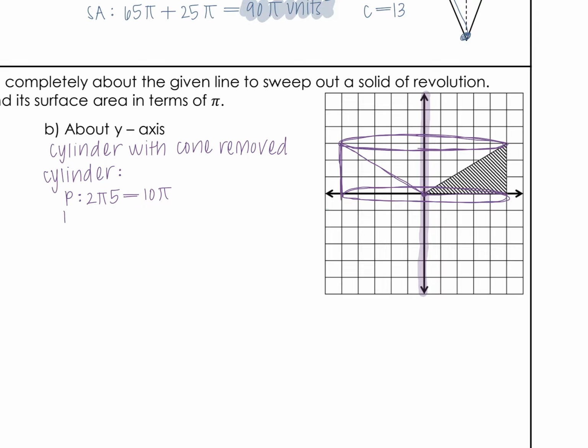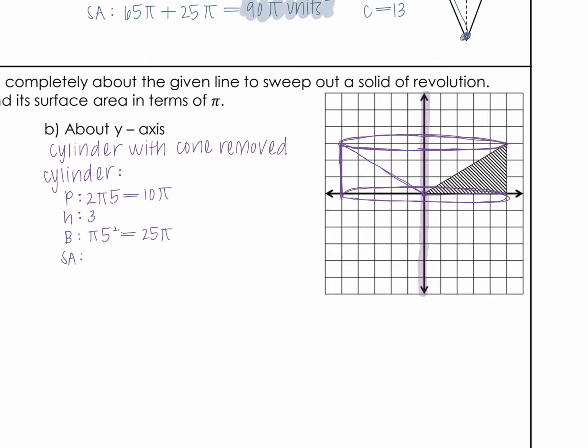Then I've got a height. So from circle to circle, we've got 1, 2, 3. And then finding my capital B, area of the base, we've got pi r squared, so 5 squared, to give me 25 pi. So they asked for surface area, so that's what I'm going to find.